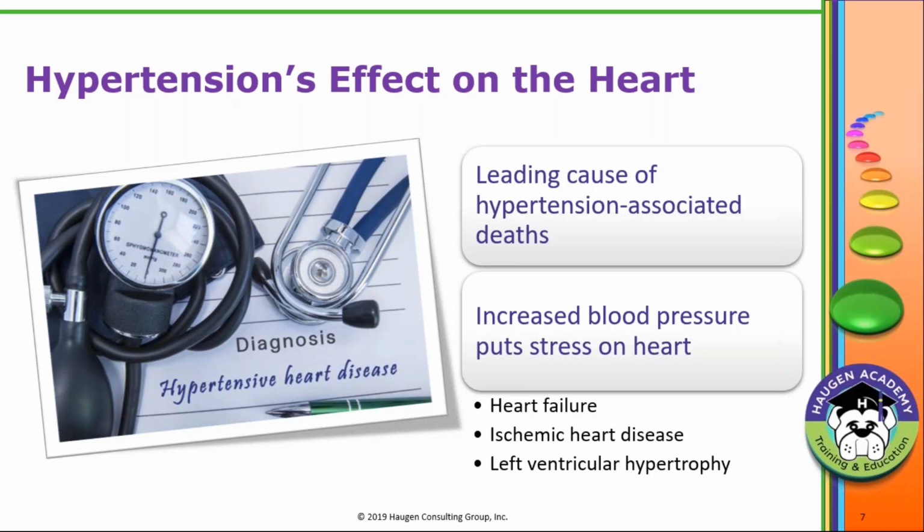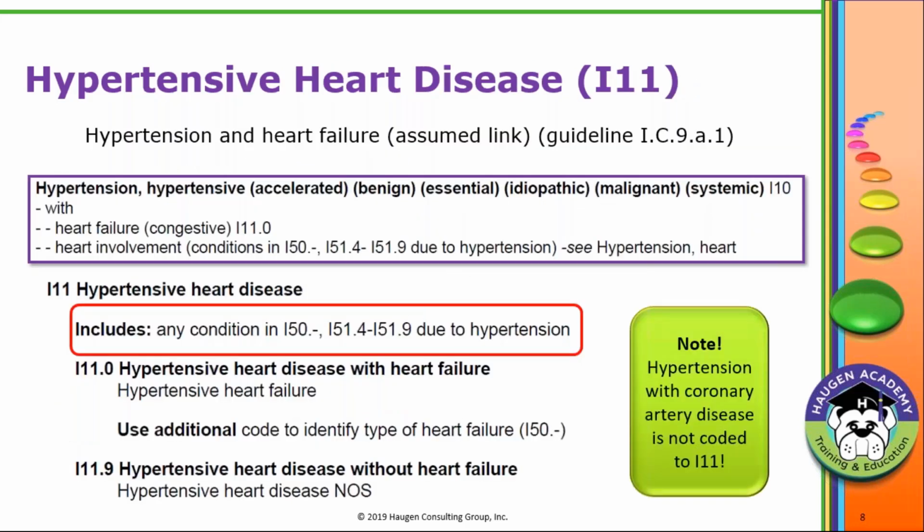And when you put excess stress on the heart, it can lead to heart failure, ischemic heart disease, and left ventricular hypertrophy. So the hypertrophy is what happens when that heart muscle gets overworked. So hypertensive heart disease is classified to category I11.